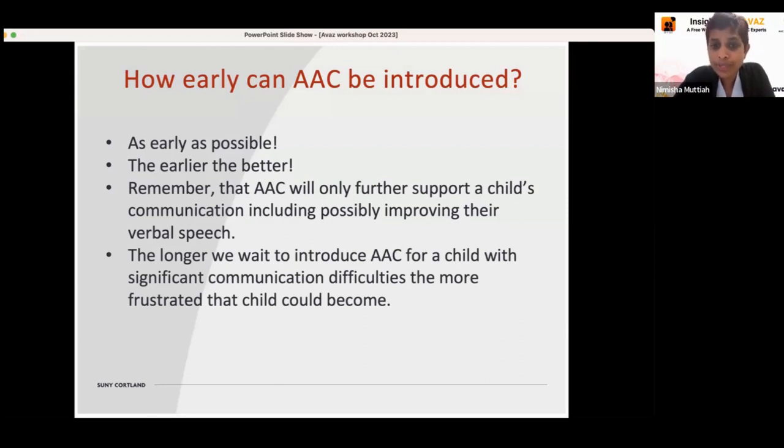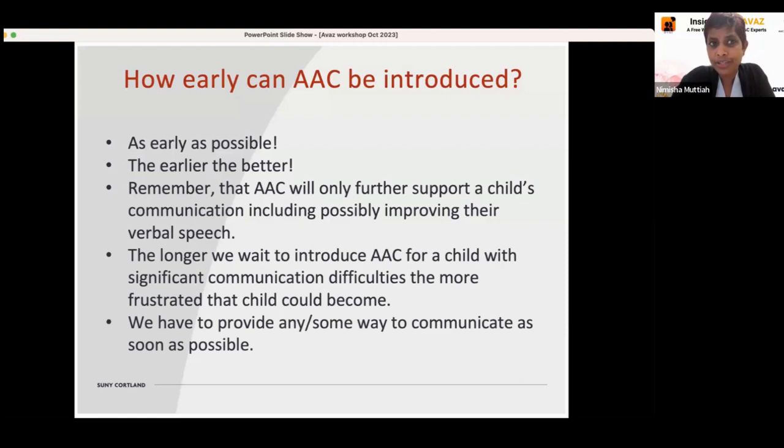And also remember, the longer we wait to introduce AAC to a child who has either significant communication difficulties or complex communication needs, the more frustrated that child is going to become. Because of not having access to a way to communicate. And really, for all of the speech language pathologists or speech and language therapists who are part of this webinar, it's our responsibility to provide all individuals that we serve with some way to communicate. And that needs to be done as soon as possible, right? Communication is a basic human right. And that's probably one of the biggest responsibilities you have as a speech and language therapist.